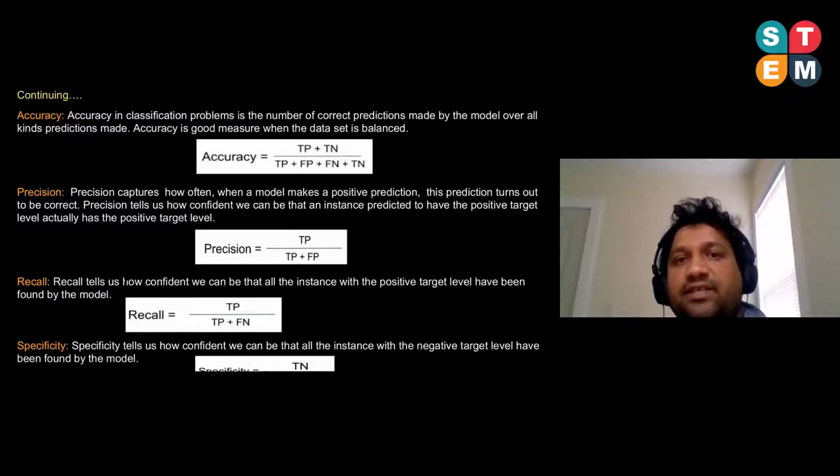Accuracy in a classification problem is the number of correct predictions made by the model over all predictions made. Accuracy is a good measure when the data set is balanced. There are some other measures. Precision is TP, which is true positive, divided by TP plus FP. It tells us how confident we can be that an instance predicted to have the positive target level actually has the positive target level. And recall tells us how confident we can be that all the instances with the positive target level have been found by the model.